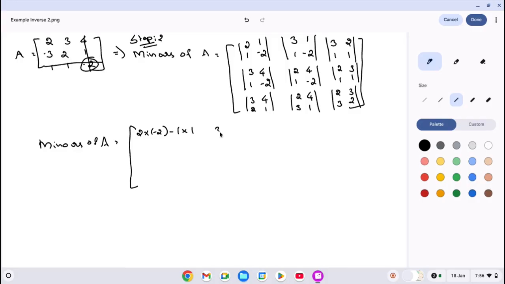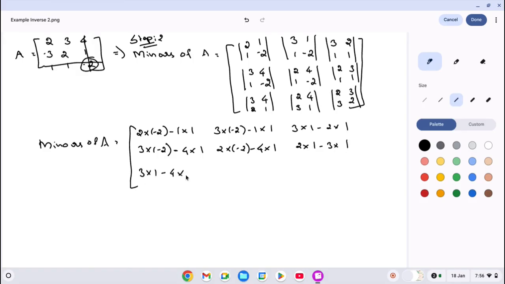Here also 3 times minus 2 minus 1 times 1. Likewise 3 times 1 minus 2 times 1. Here 3 times minus 2 minus 4 times 1 and 2 times minus 2 minus 4 times 1. Here I am cross multiplying and subtracting. 2 times 1 minus 3 times 1. Here 3 times 1 minus 4 times 2. Here 2 times 1 minus 4 times 3. Here 2 times 2 minus 3 times 3.